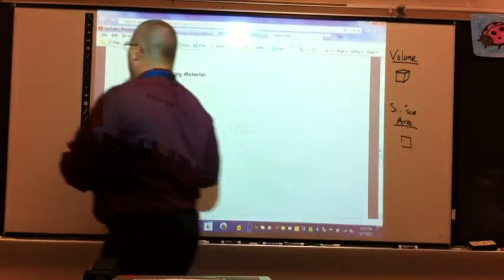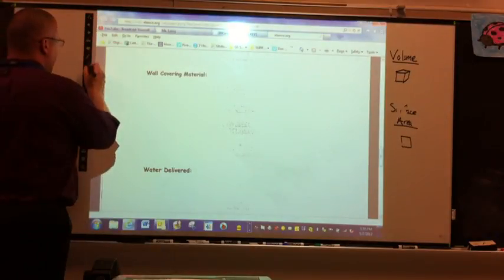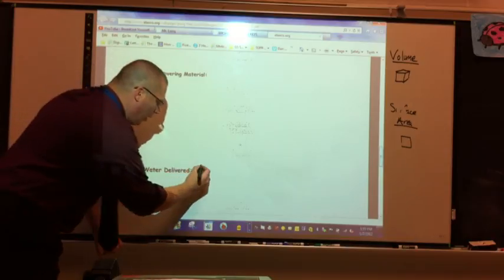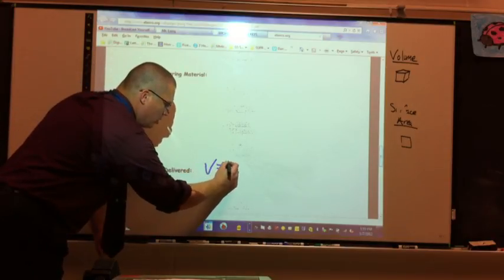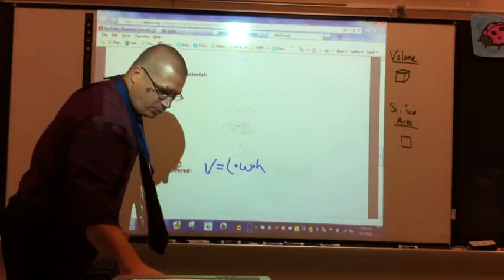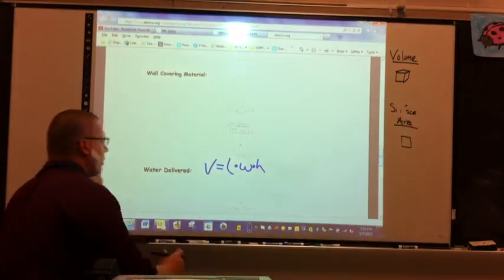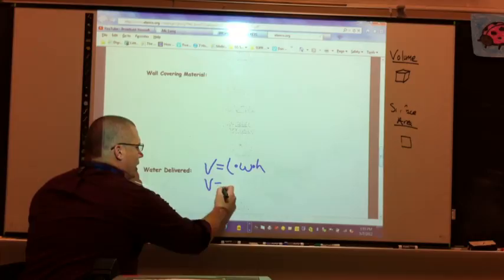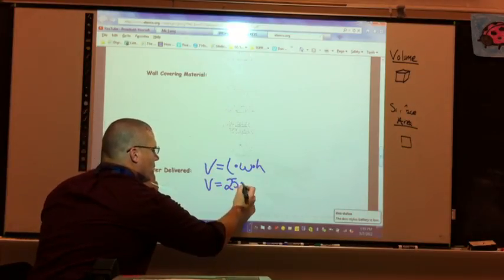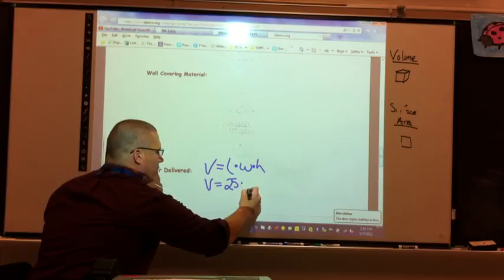I want you to think about the water that you've got. On this page, this is where we'll do our formula work. Well, if you have not figured out, water is a volume idea. So I'm going to take length times width times height. Well, I got to fill in. Length was 25. Width was 15.